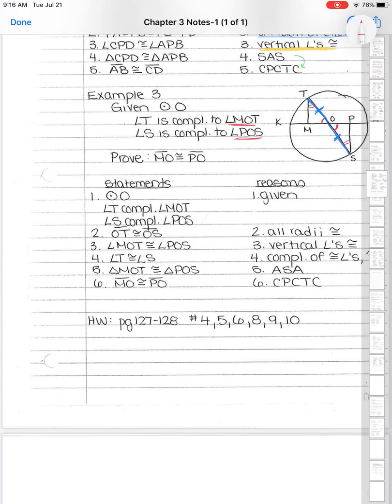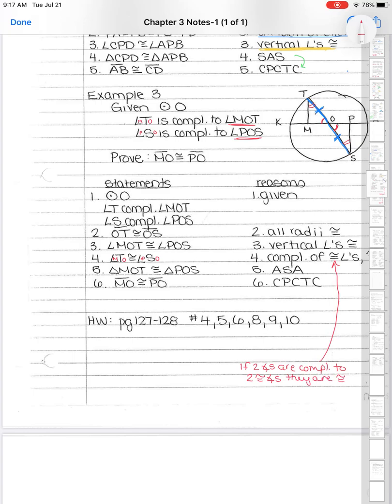Now we're going to take the fact that we had those vertical angles, and if you look, MOT is one of them, and POS is the other vertical angle. So we now have 2 angles, T and S, that are complementary to congruent angles. So then angle T has to be congruent to angle S. So 1, 2, 1, 2. So again, angle T, now, should we be using 3 letters? Absolutely. So it should be MTO, and it should be PSO.